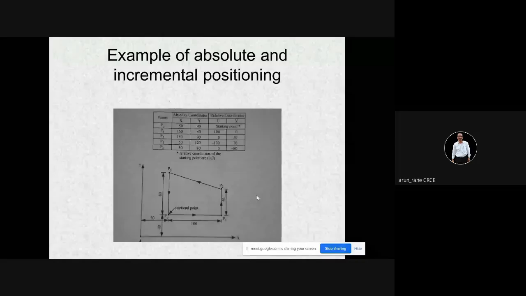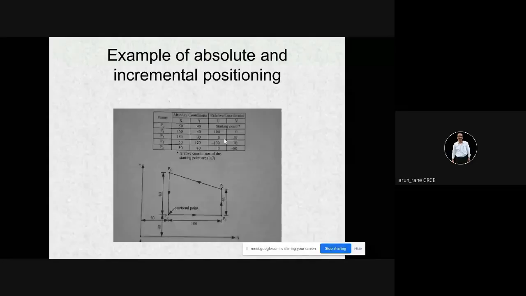So it is not that difficult, absolute and incremental. So depending upon what kind of drawing you have, you can choose. But generally, absolute is safe and incremental is a little risky. Means there are chances that you may make mistakes. Like suppose from here to here, 80 minus 50. So a bit of calculation is required.